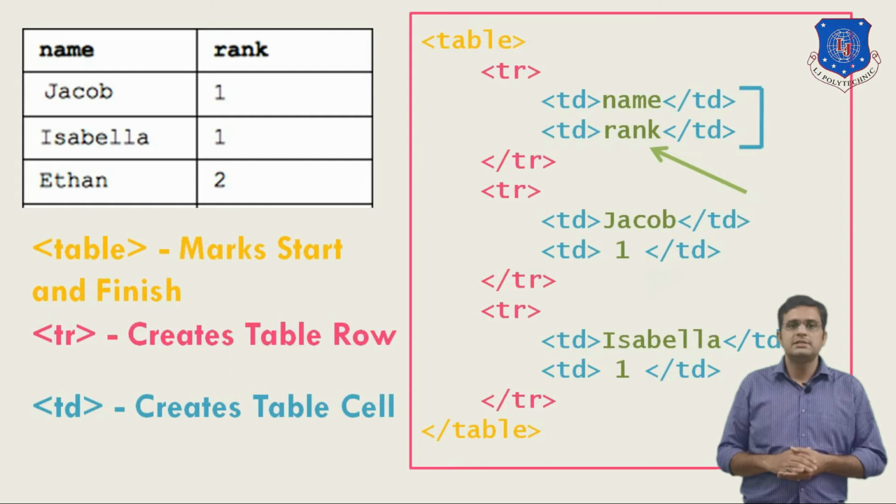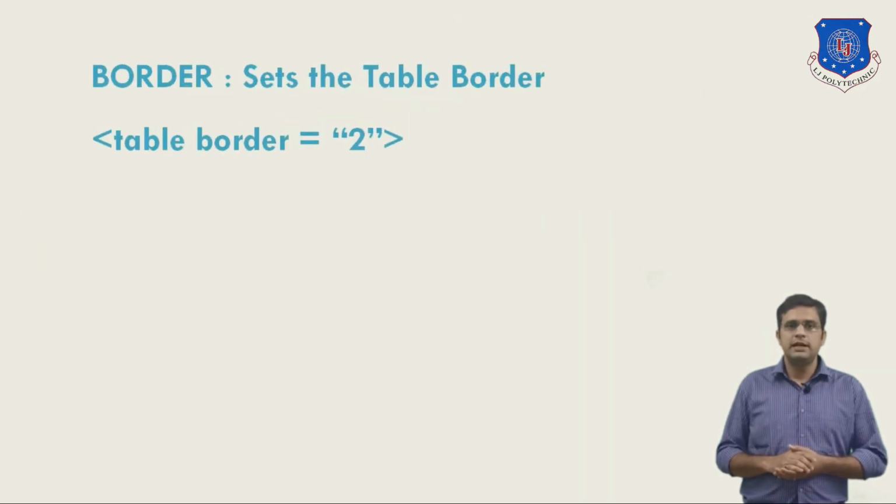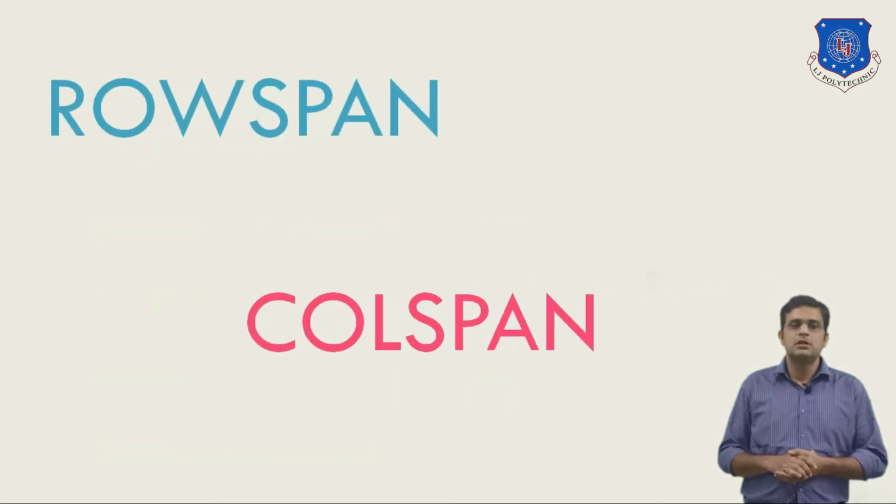Now there are several properties which are used along with the table tag. The border property is used to set the border thickness in pixels. If you do not want the table to have borders, you can set this property to 0. Other properties are height and width, which are used to set the height and width of the table respectively. There are 2 other properties, colspan and rowspan, which are used to merge columns or rows.